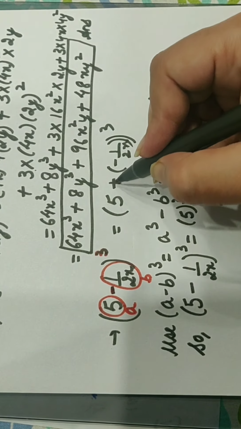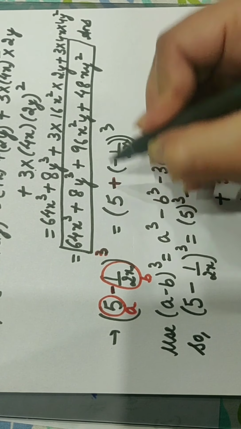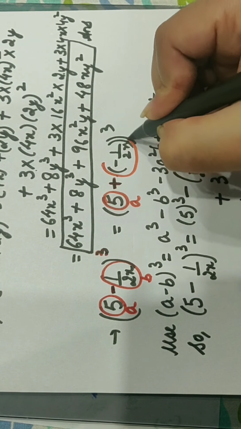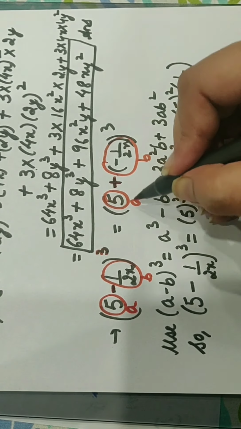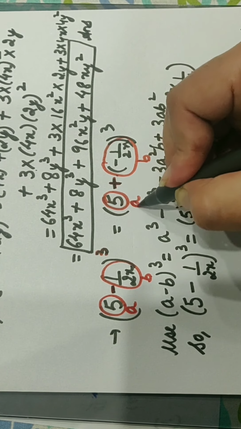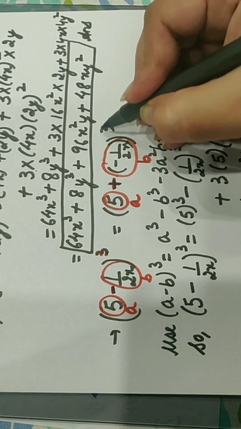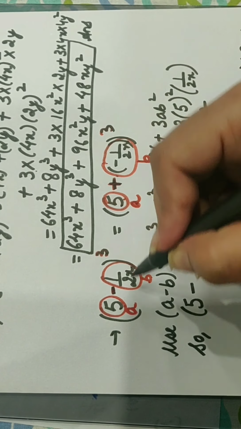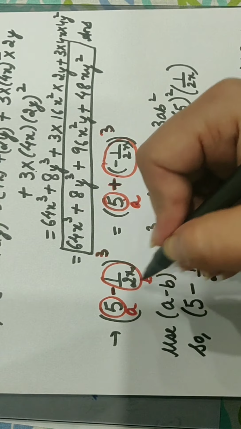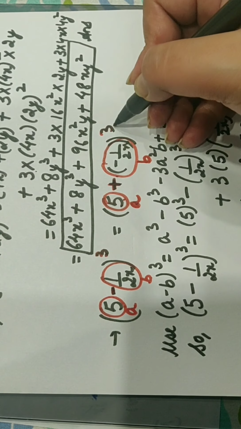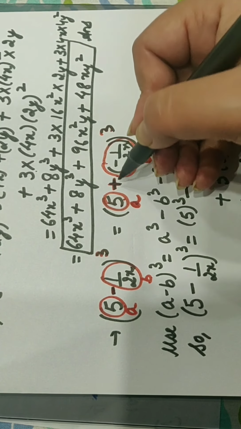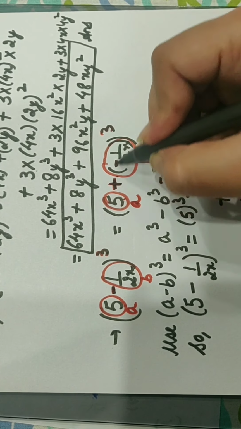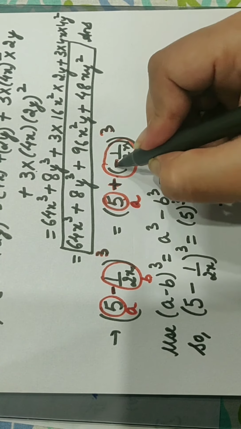Why did I do so? Because I want the plus of the formula. So this thing becomes a and b is minus 1 by 2x. So now it has become of the form (a + b) whole cube, where a is 5 and b is minus 1 by 2x. So in this question you can use either (a - b) whole cube or (a + b) whole cube. Just remember the signs. If you want to use (a + b) whole cube here, simply write this minus as plus into minus, because it again becomes minus.